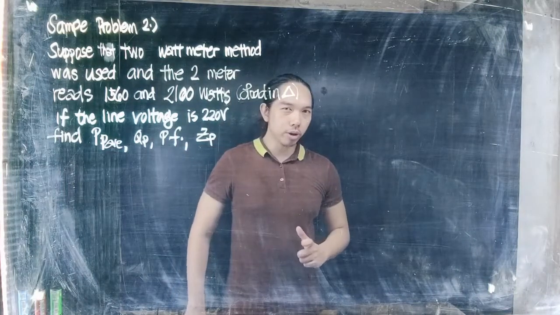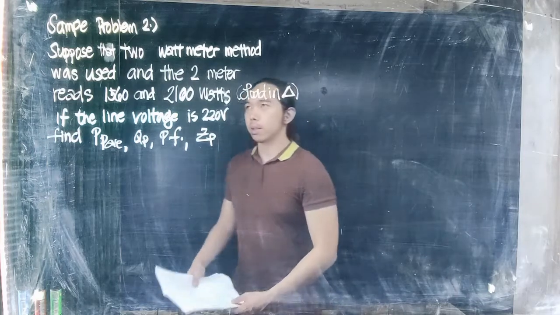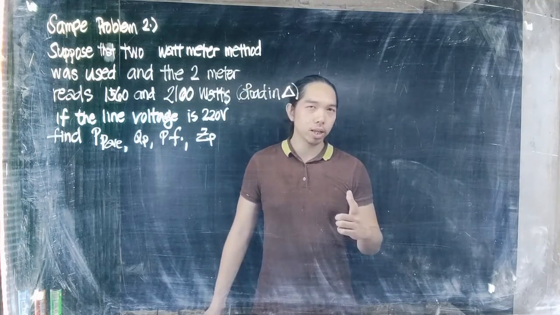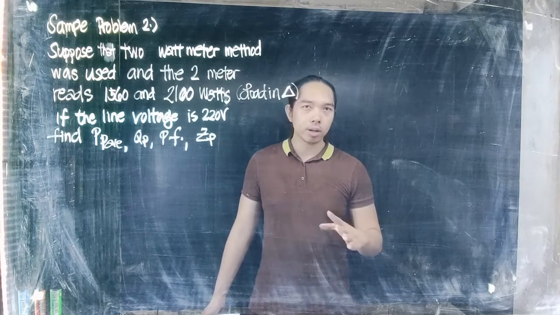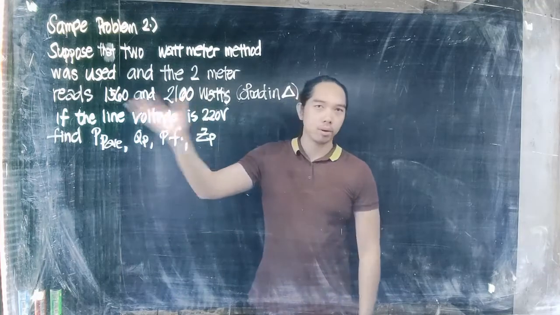Okay, so welcome back to our discussion. We have here another sample problem involving the 2 wattmeter method. We know that in the 2 wattmeter method, the load is connected in delta, or if it is in Y, we transform that to delta and then use the 2 wattmeter technique.